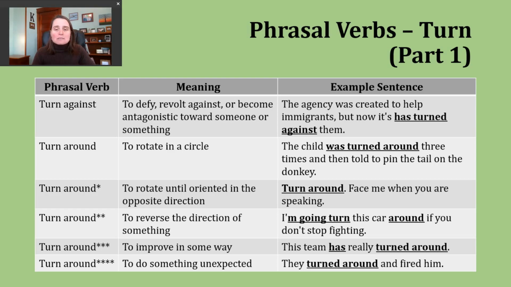An example of this might be, the child was turned around 3 times and then told to pin the tail on the donkey. So this is kind of a silly birthday game that is sometimes played, so somebody will be blindfolded so they're not able to see. And then again, this idea of making the person rotate around, in this case 3 times, before they try and stick the tail on this particular animal.